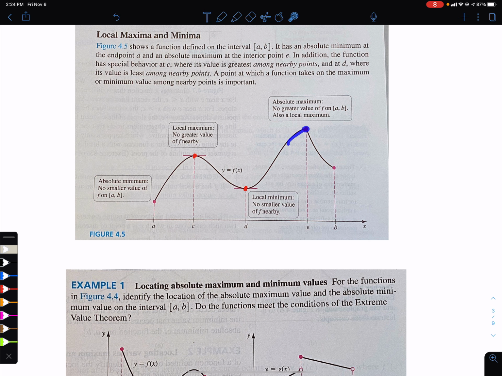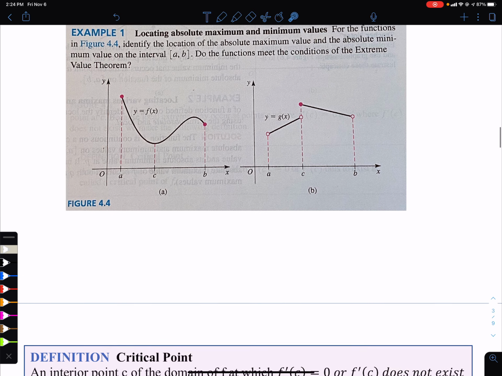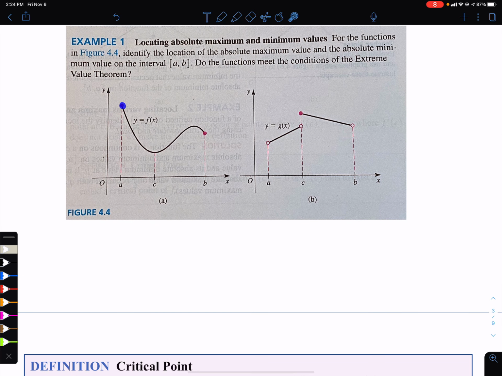Where's the max? Right there. But that's a critical point because the derivative doesn't exist. Where's the min? At an endpoint. Where's the max? Right there. Endpoint. Where's the minimum? Right there, which is a critical point.